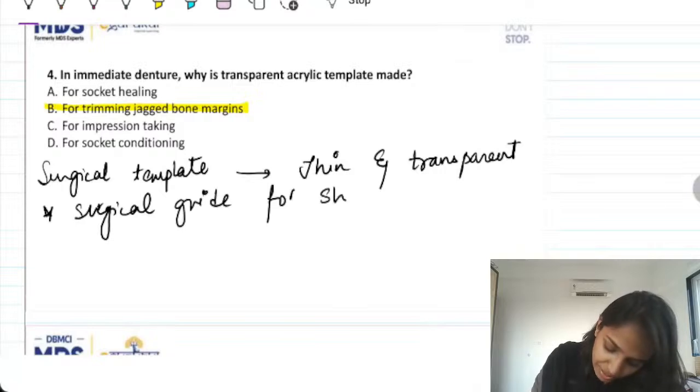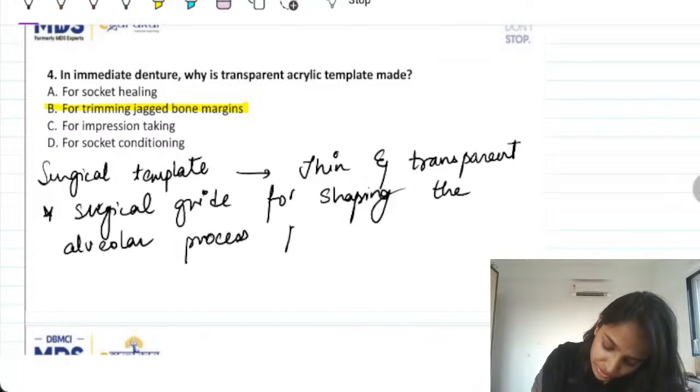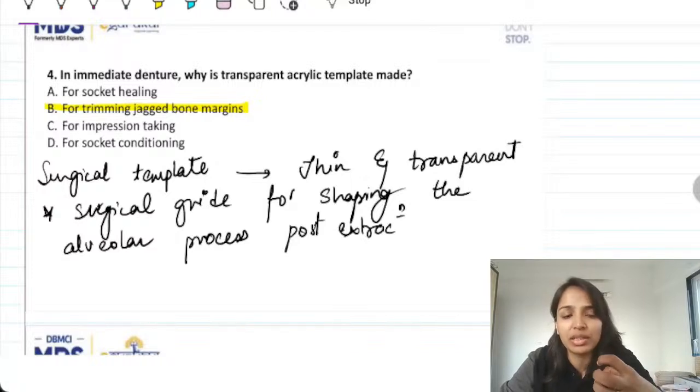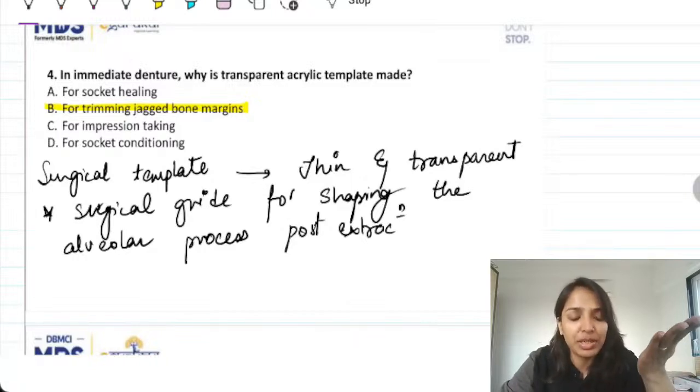for shaping the alveolar process post extraction. So, as we all are aware, in an immediate denture, the final extraction is done on the day of insertion of the prosthesis. A surgical template will mimic, or rather will be a duplicate of the tissue surface of the immediate denture that you have made, and then that can be seated inside the patient's mouth.